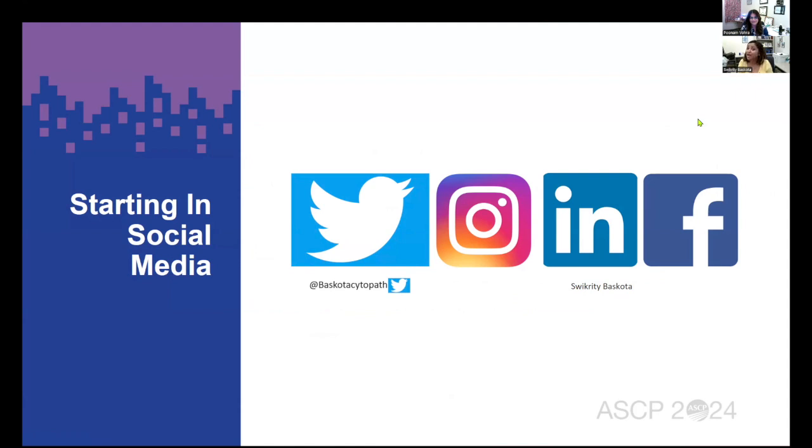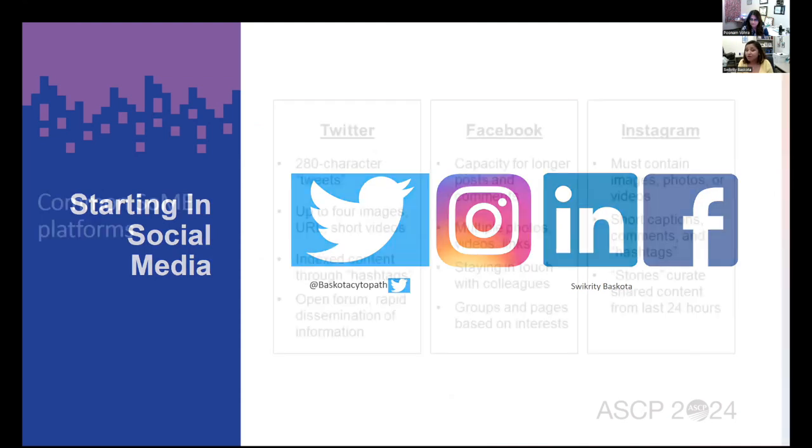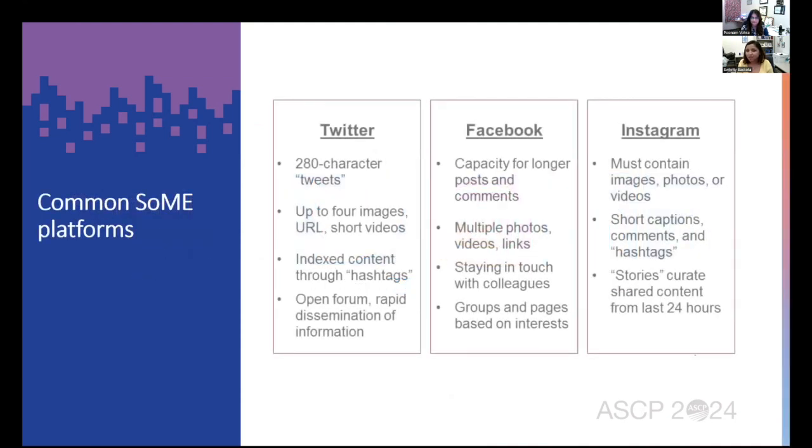So now, since we have almost convinced you to get started in social media, I want to show you some tidbits which I found helpful when I was starting out. There are various platforms to get started with, and it can get overwhelming. But so far, in my observation, probably Twitter is the most dominant one because of its user friendly platform. It is multifunctional, and you see a very dominant presence of pathologists on Twitter.